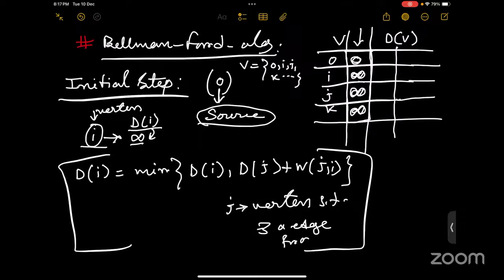Now, this definition's explanation. The definition is the minimum of distance of I, which is the initial distance of any vertex, and the distance of j plus weight of I comma j. Here j is a particular vertex such that there exists an edge from j to I. That means we will get this type of scenario. This is a general definition.